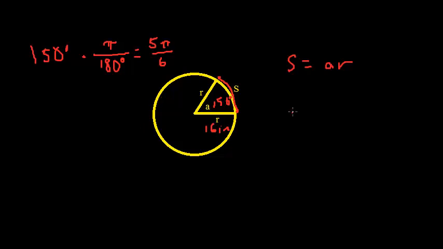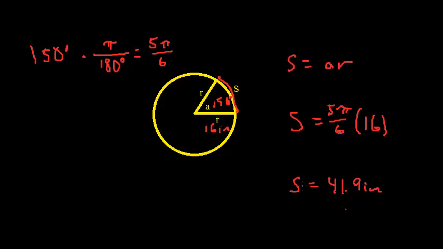So to find my arc length, S is equal to 5 pi over 6 multiplied by my radius of 16 inches. Multiplying that all out, I find that my arc length, S, is equal to about 41.9 inches. That is the length then of that part of the circle.